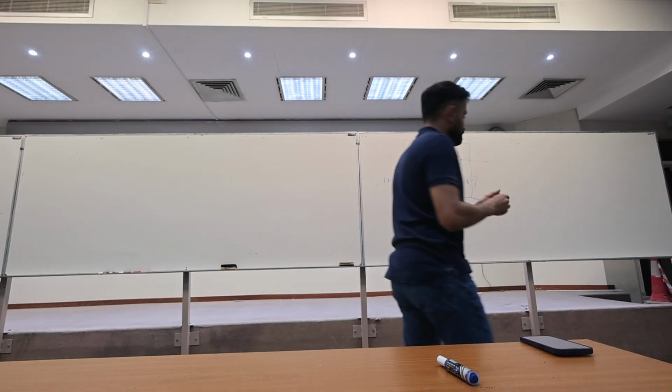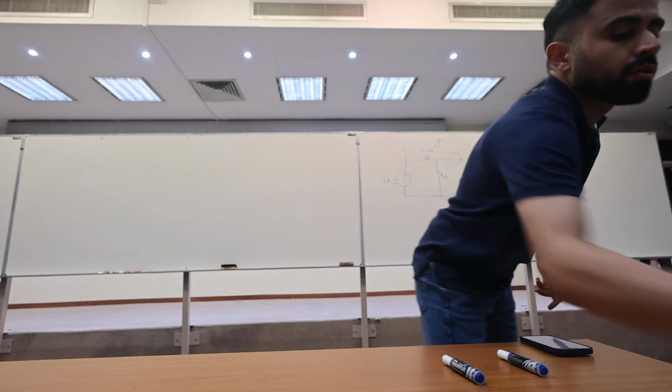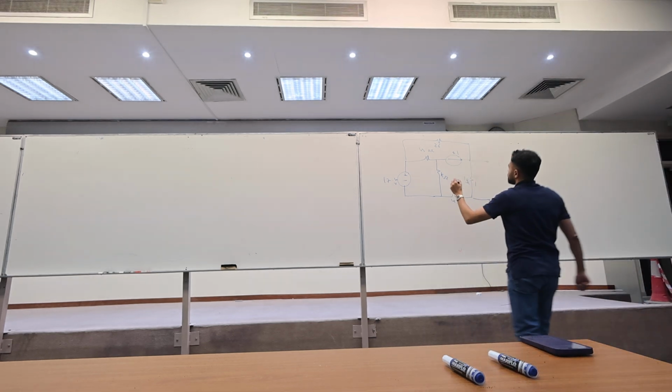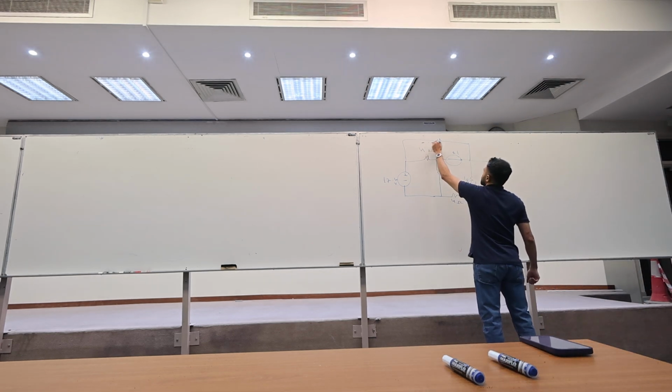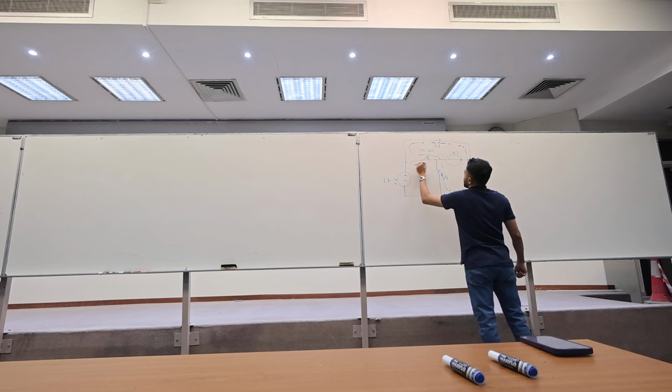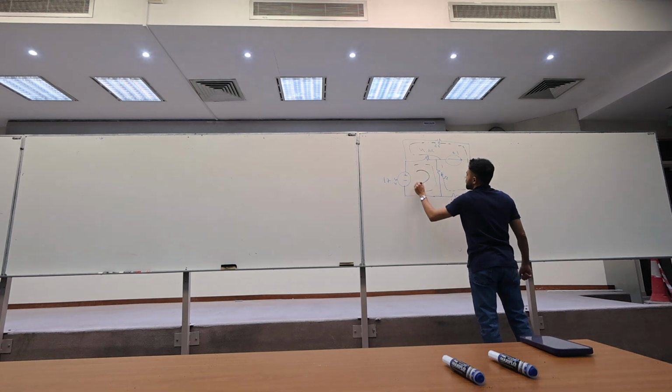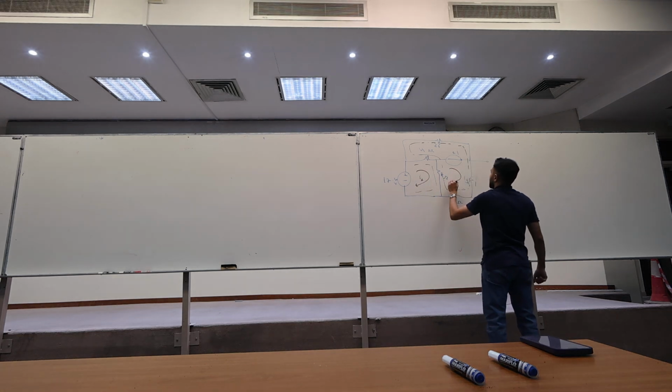How to solve this example? Well, we said we want to have a super node and a regular node, okay? And then we said I sub A, I sub B, I sub C, okay?